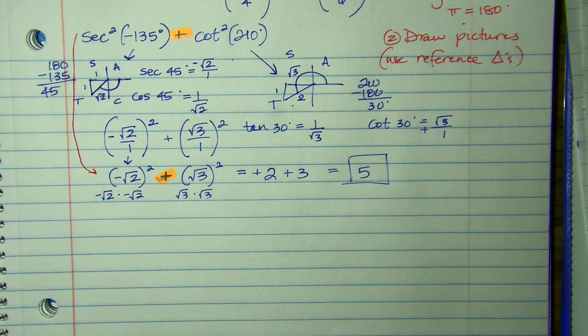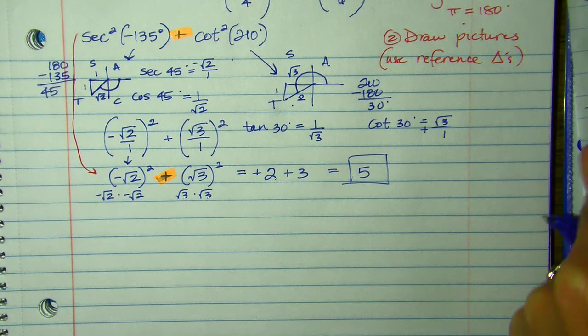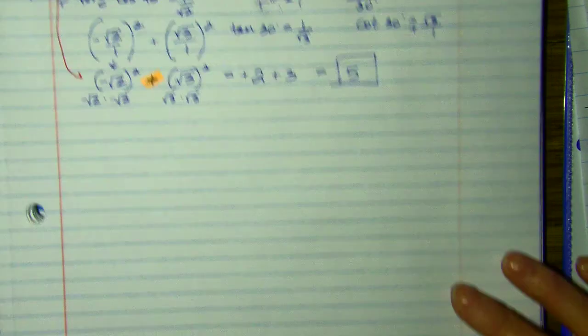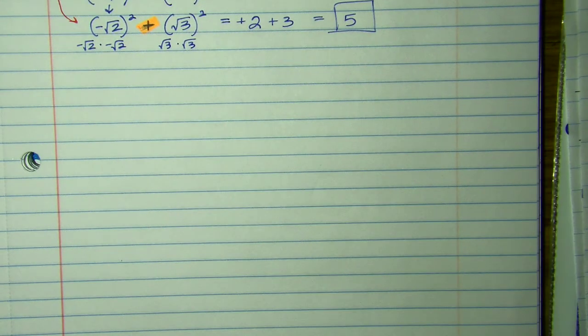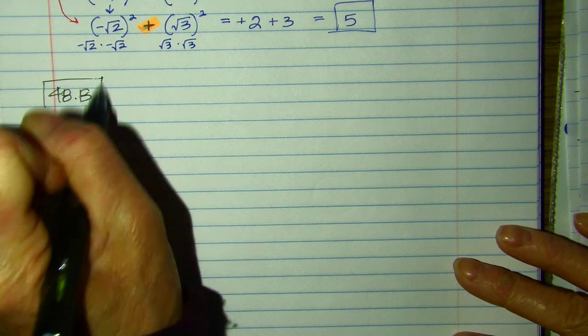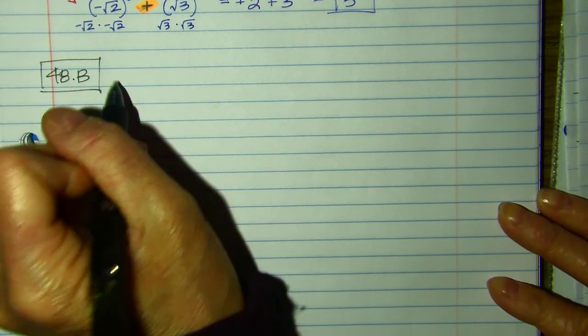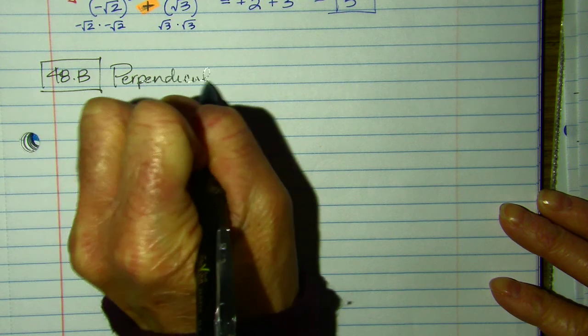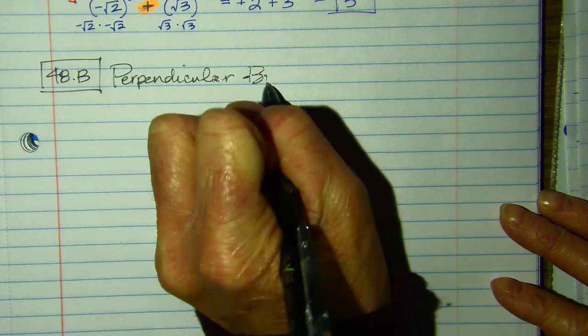All right, if you were here, I would ask you if you need more examples, but you're not here. So here we go to the next part of our notes. So 48b is a review from geometry. We are going to algebraically find the perpendicular bisector.